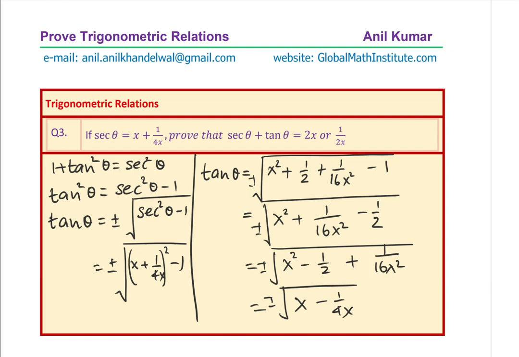So that is what we have in the result, right? This whole square, right? So tan theta is all this. Square root of this, that means plus and minus x minus 1 over 4x. So that becomes the value of tan theta. We know sec theta is x plus 1 over 4x, and this is x minus 1 over 4x.